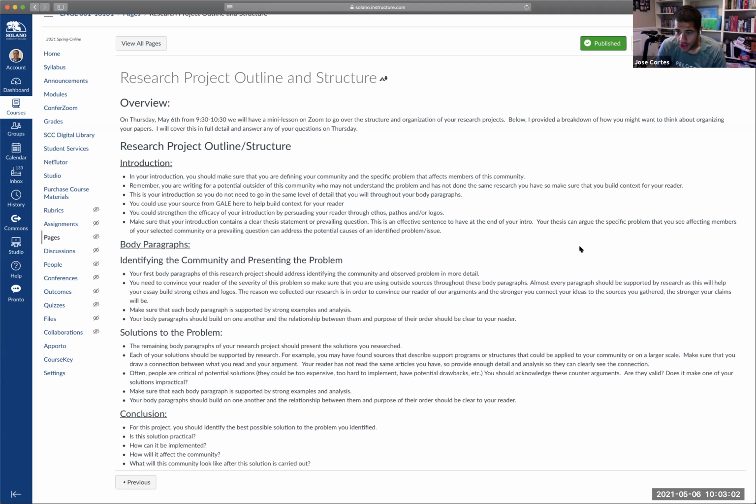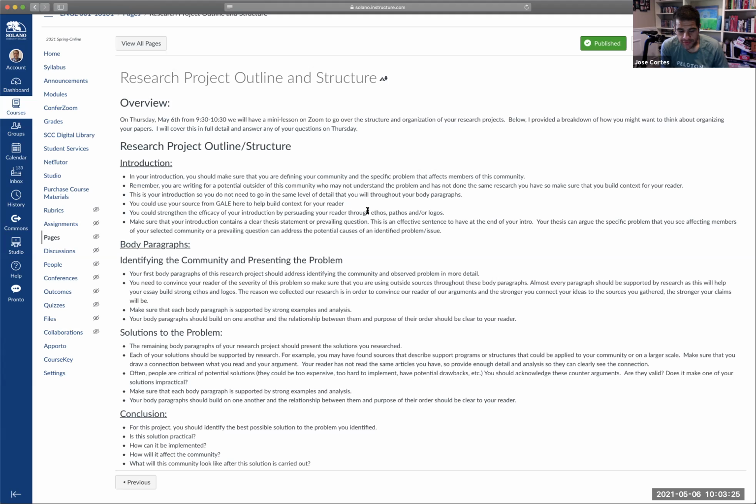So your thesis can argue a specific problem that you see affecting members of the selected community, and the prevailing question can address the potential causes identified for the problem and solution, right? So that's what you should be doing in the introduction. That should be somewhere in the neighborhood of a page, a little bit more than a page, right? But I would say definitely a page minimum for writing your intro.